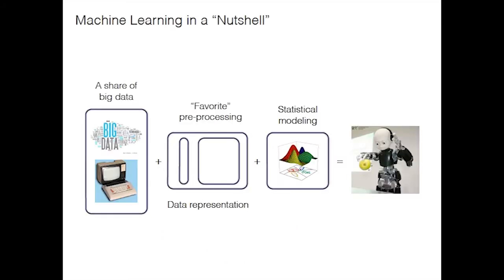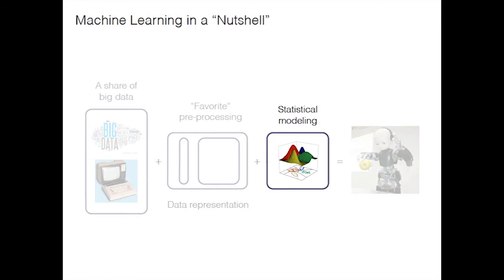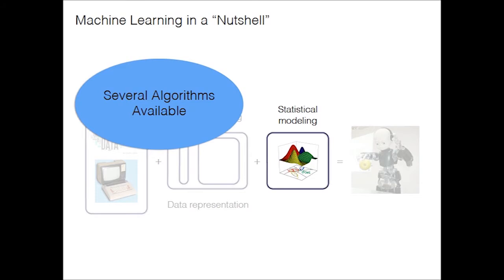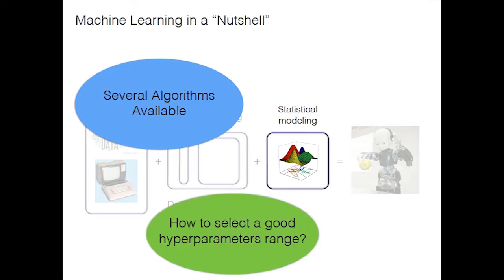As you have seen during the course, machine learning is made up of three important ingredients: a number of examples, a preprocessing step where you obtain your data representation, and then a statistical modeling step. Here we focus on the statistical modeling. So we have to make many choices. For example, which algorithm should we choose? And when we have the algorithm, how to select the hyperparameters range, and how to select the right value of the hyperparameters in that range.